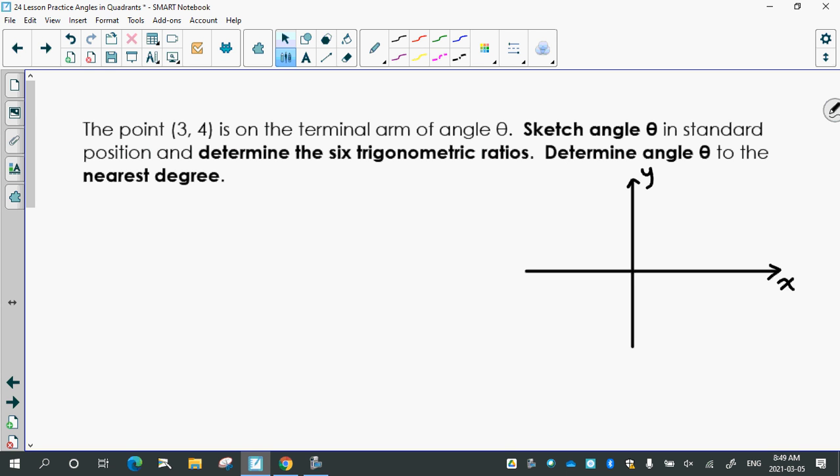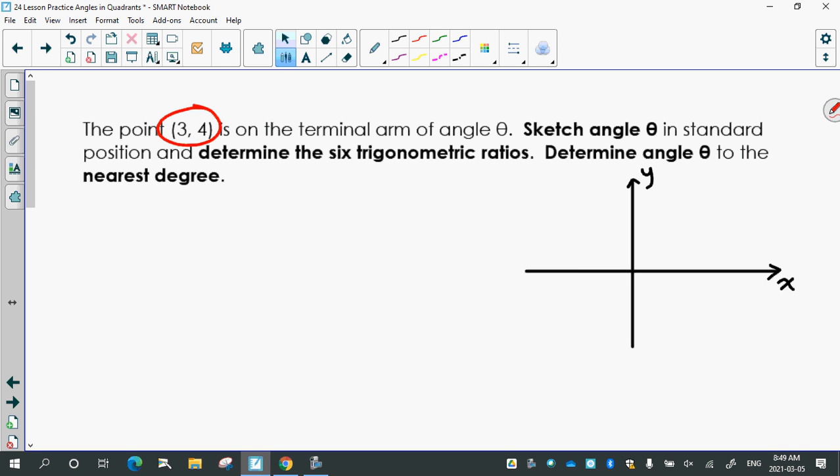So the first thing we're going to look at for this question is the point (3, 4). Now we're not going to use grid paper, but we want to know which quadrant this is going to be in, okay? How do I know whether the terminal arm is going to be in this quadrant, this quadrant, this quadrant, or this quadrant? Well, the x and y are positive. So if you were thinking about plotting the point (3, 4), you'd go over 3 and up 4, you'd be in this quadrant. Does everyone see that?